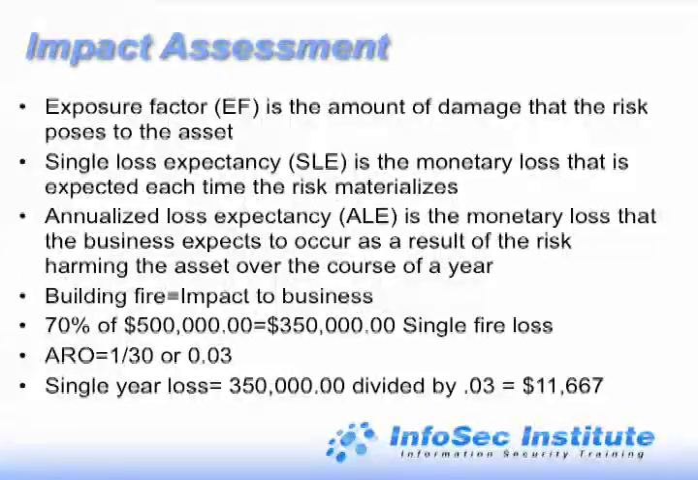Good old ARO, annual rate of occurrence. Then your ALE, which is annualized loss expectancy. Everybody comfortable with the math there? Once you correct the last one, yes, once you correct that bottom one, so it's multiplication.